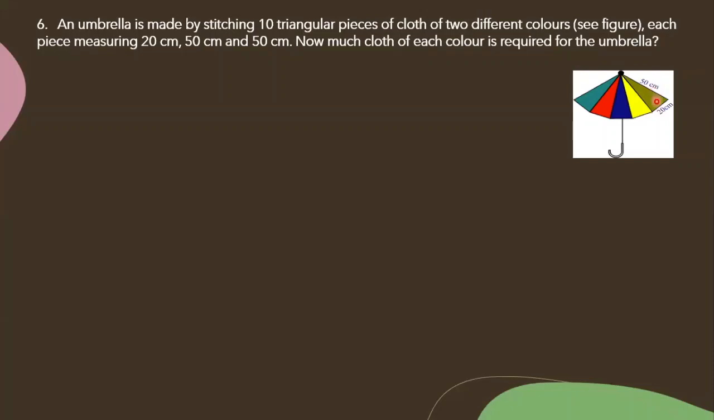So all the triangles are in the same measurement. So find out the one triangle measurement. Ma'am, we can find one triangle measurement and multiply it 10 times. No, ma'am, we should not multiply. First find the area of one triangle. First find the area of one.